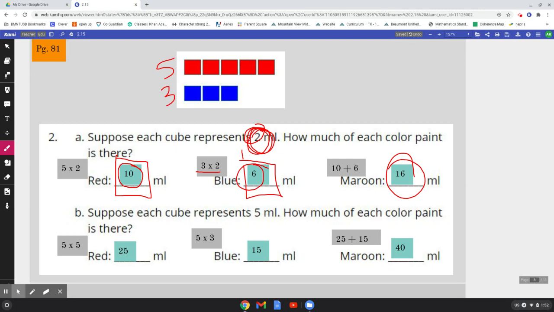Now we're going to do this differently. Now we're going to do, suppose each cube represents 5 milliliters.